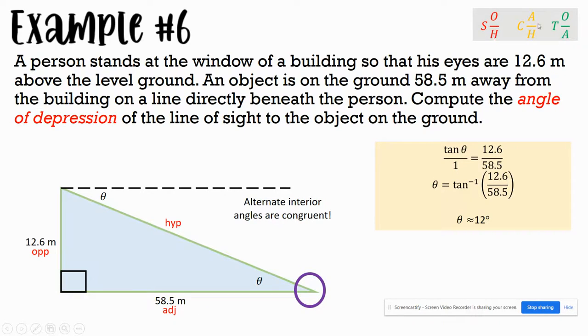So you think about what trig ratio incorporates opposite and adjacent. You said tangent, and you are correct. So tangent of your mystery angle is equal to the opposite side over the adjacent side. And to get the angle by itself, you take inverse tangent of both sides. So you go to your calculator and enter in inverse tangent of 12.6 divided by 58.5. And that angle is about 12 degrees.